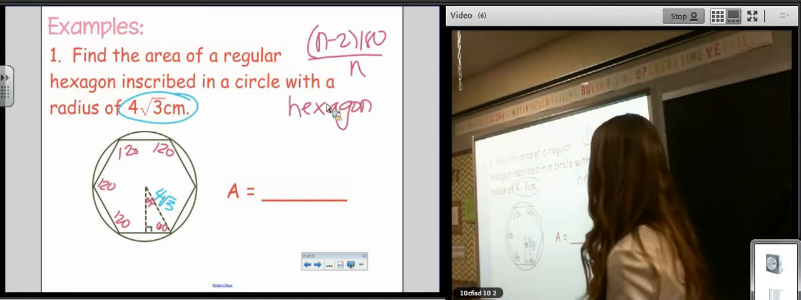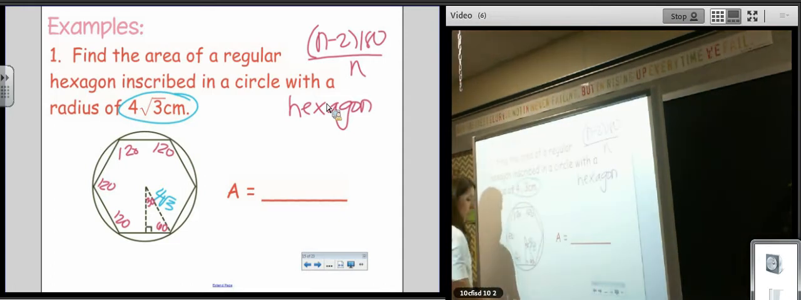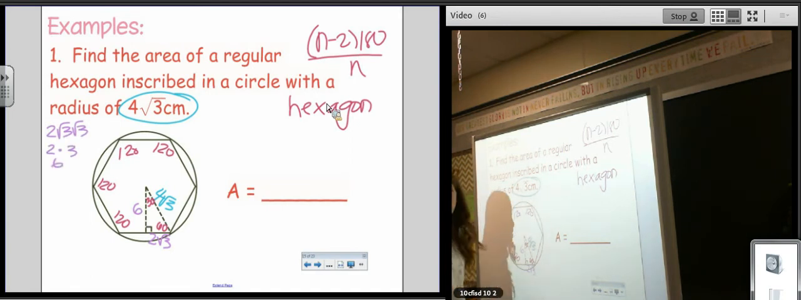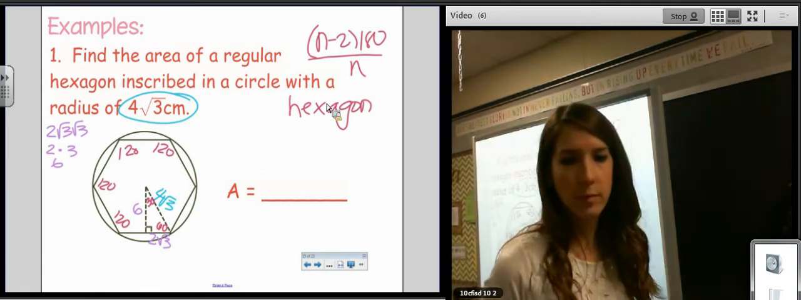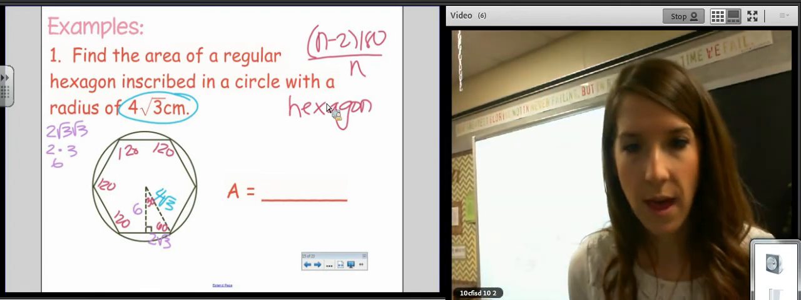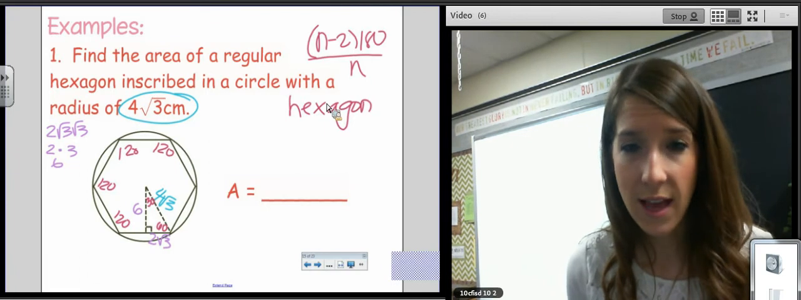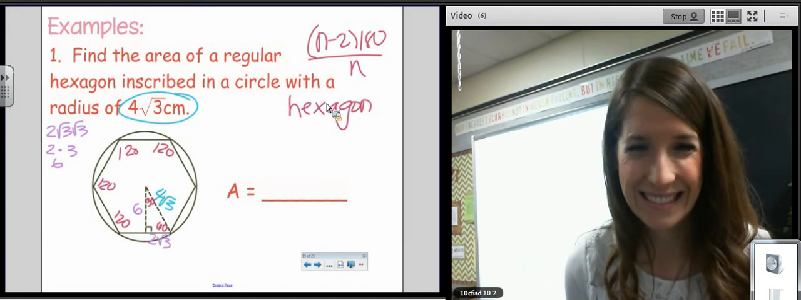So I'm going to go through this rather quickly. Across from 90 is 4√3. So across from 30 would be 2√3. And across from 60 would be 6. 2√3 times √3, 2 times 3. Hopefully y'all are okay with that. Did I go too fast or are we okay? I cut 4√3 in half, and then we did x√3, 2√3 times √3.